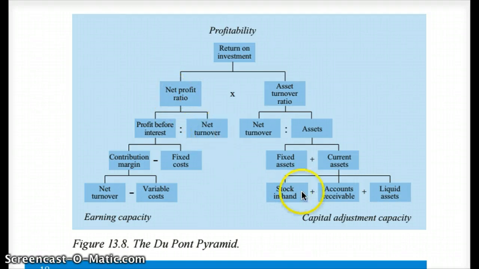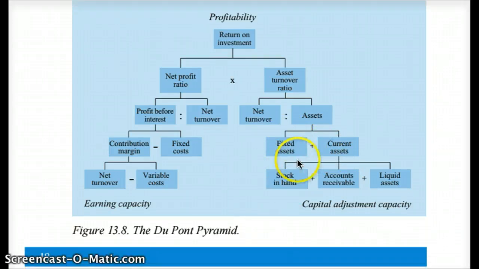If you look at the right side, you get the stock in hand, accounts receivable, and liquid assets, and this is the current assets. Then you have the fixed assets. Fixed assets is an item with a useful life greater than one reporting period, and which could be land, a building, expensive equipment, machinery, or vehicles.